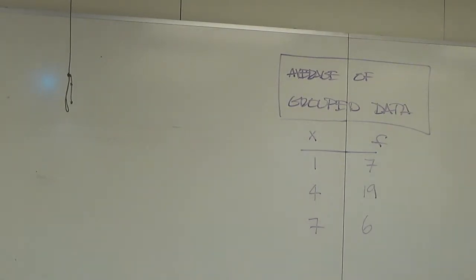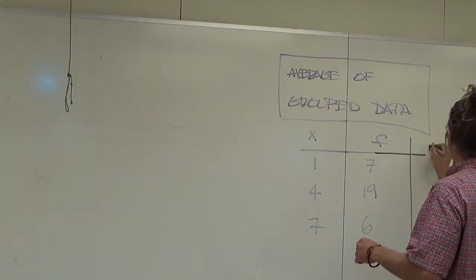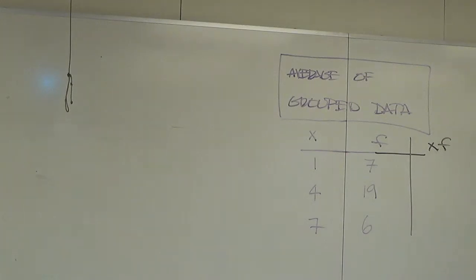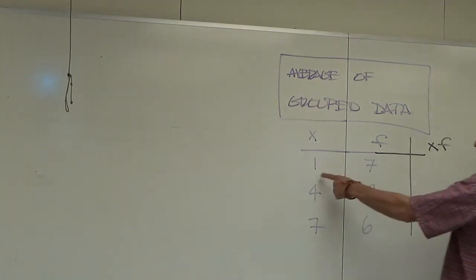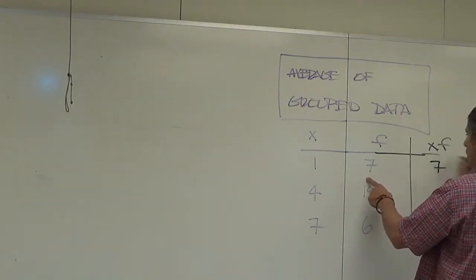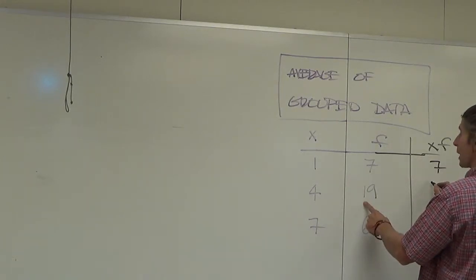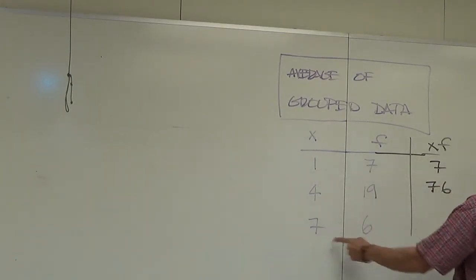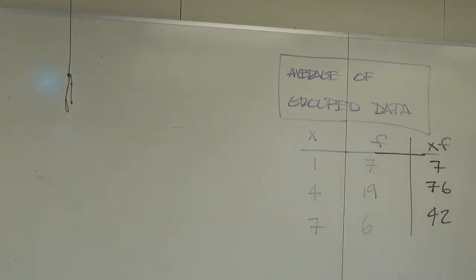Let's start with one step at a time. Madeline's first idea is to come over here, create a column called xf, essentially, which is x times f. So she's saying 1 times 7 gives us 7. 4 times 19 gives us 76. 7 times 6 is 42. Check my math on that. Yep, that's right.